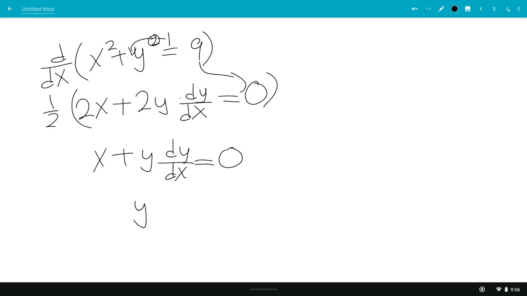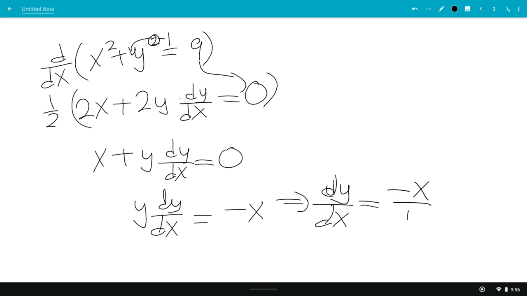So we have y dy/dx equals negative x. So dy/dx equals negative x over y. So that's the solution to that.